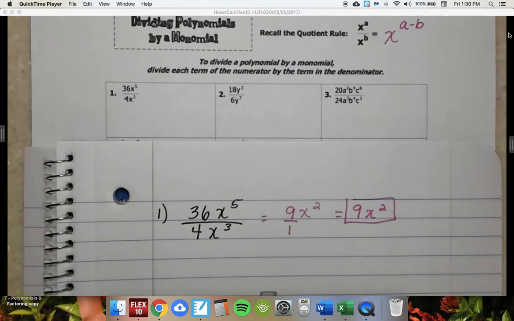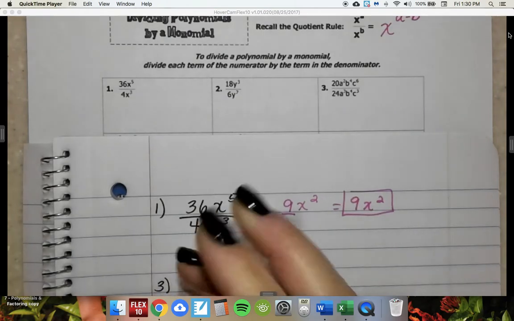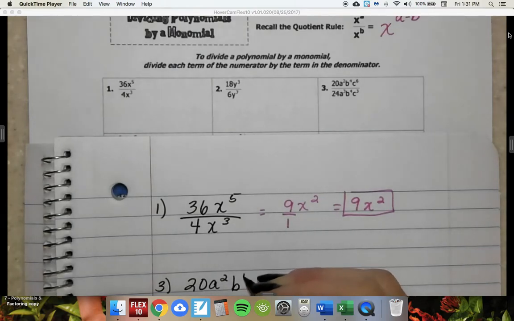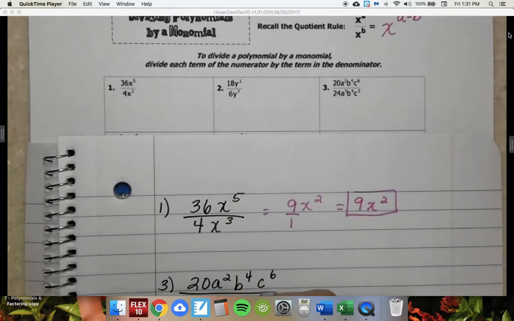Which is dividing again. Let's do a little bit of a longer one. This is number 3 on this sheet. It's 20a squared b to the 4th c to the 6th divided by 24a cubed b to the 4th c cubed. So look at your coefficients first.